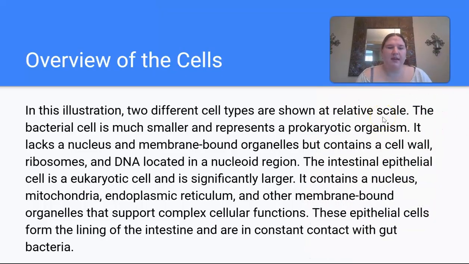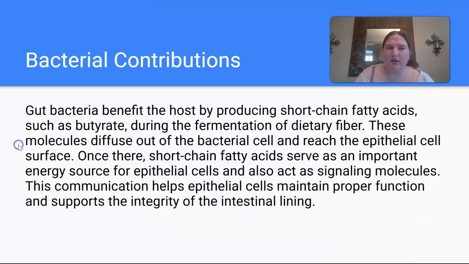Perfect. Okay, so overview of the cells. In the illustration, the two different cell types are shown at a relative scale. The bacterial cell is much smaller and represents a prokaryotic organism. It lacks a nucleus and membrane-bound organelles, but it does have a cell wall, ribosomes, and DNA located in the nucleoid region.